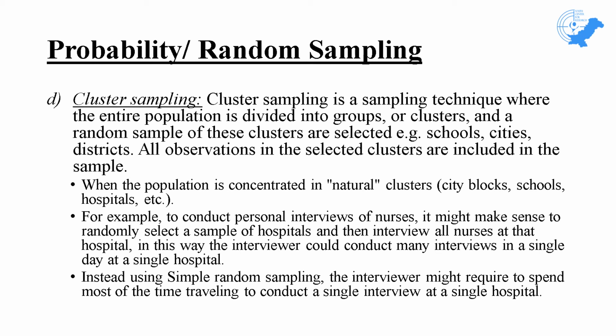When the population is concentrated in natural clusters, like city blocks, schools, hospitals, for example, to conduct a personal interview of nurses, it might make sense to randomly select a sample of hospitals and then interview all the nurses at the hospital. In this way, the interviewer could conduct many interviews in a single day at a single hospital. Instead, using simple random sampling, the interviewer might have to spend most of the time traveling to conduct a single interview at a single hospital.